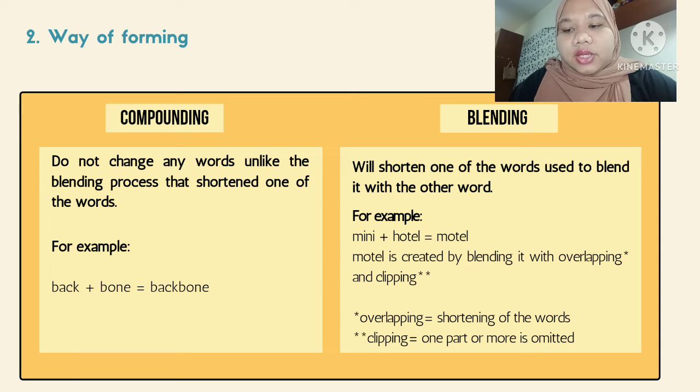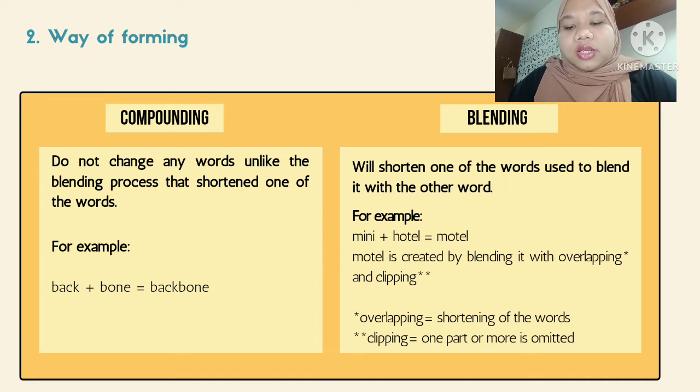Then if we look at blending, how they form blended words: mini plus hotel becomes motel, and this word motel is actually created by blending with overlapping and clipping. Overlapping is shortening of the words, and clipping is when one or more parts are omitted. If you look at mini and hotel, there's a part that is shortened, and there's a part that is clipped. So that is how blending is formed. So it differs between the two processes.